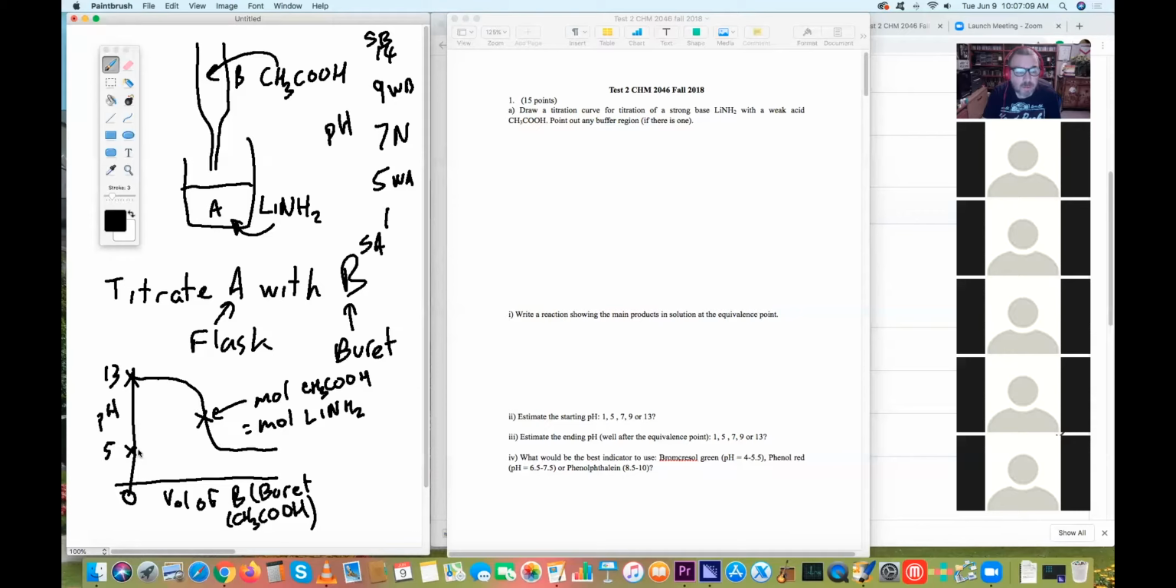Or if it's going the other way, it'll look like that. But it's always going to be this S-shaped curve with this precipitous drop in the middle. And in the middle of that drop, that's going to be the equivalence point, where you've got equal numbers of moles of acid and base. Does anybody have any questions so far?